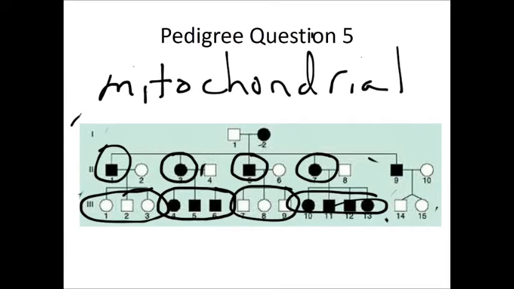All right, I hope this gave you a better understanding of how to look at a pedigree and to determine the mode of inheritance of a trait from the pedigree chart.